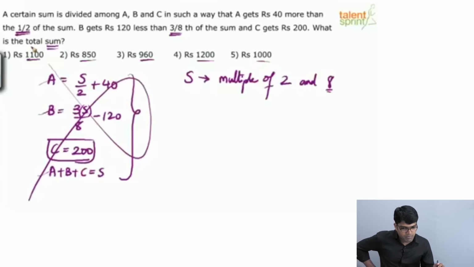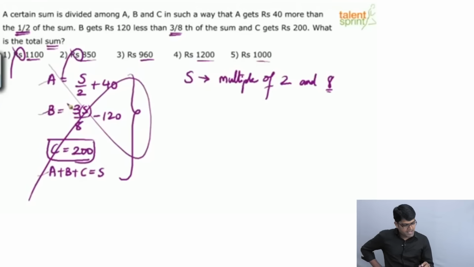Is 1100 a multiple of 8? No. See, 1000 will be 125 times. 100 is how much? 12.5 times. So this is like 137.5 times. So actually a multiple of 8, 137.5 into 8, but is it an integer multiple? No. So 1100 is ruled out.